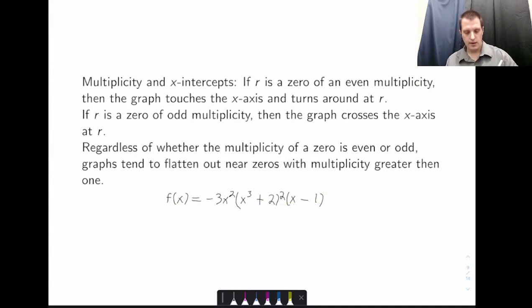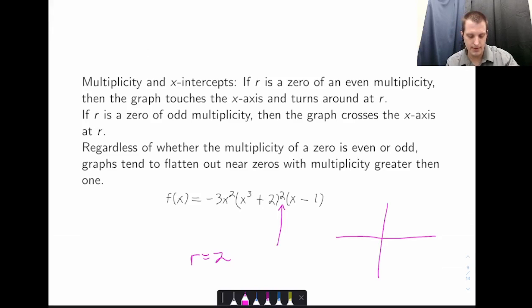Okay. So multiplicity and x-intercepts. If r is a 0 of an even multiplicity, then the graph touches the x-axis and turns around at r. So in this case, here's what I'm looking at. I'm looking at this 2. Right here we have a multiplicity of r equal to 2. So where that 0 happens, we're going to hit the x-axis and turn around.